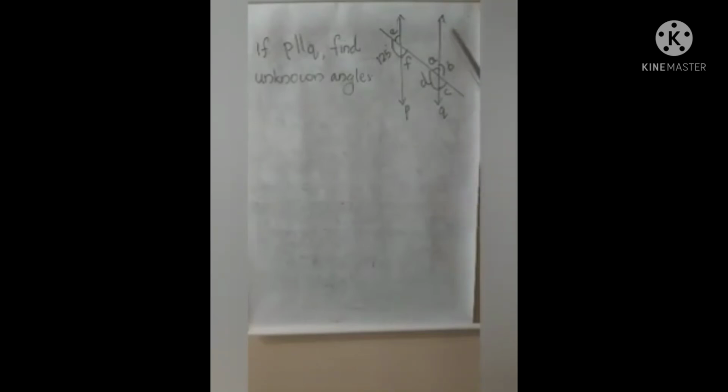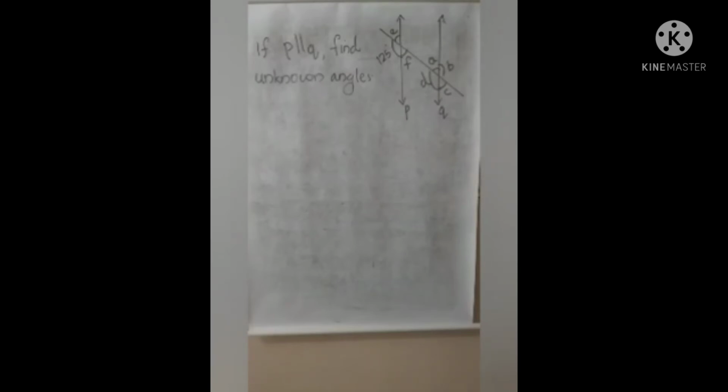The unknown angles are A, B, C, D, E, F. Only the value of one angle is given. What is that? 125 degrees. So we need to find angles A, B, C, D, E, F. How can you find the value of these angles? Which properties will you use here? The only given condition is that the lines P and Q are parallel, and one angle is given to you.